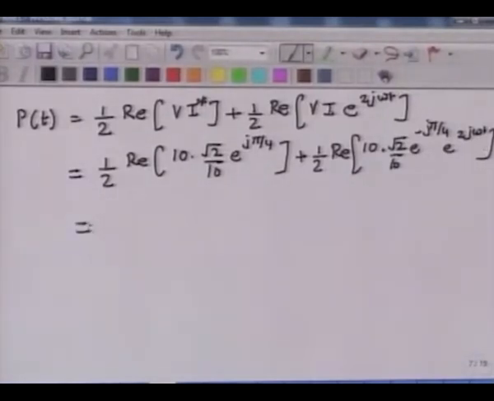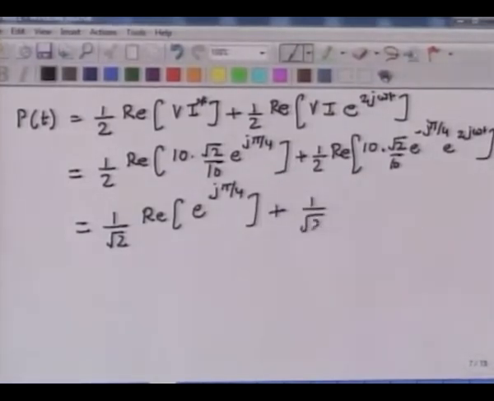So if I take the real component, I get 1 over root 2 times the real component of exponent of j pi over 4, plus again 1 over square root of 2 times the real component of exponent of j omega t minus pi over 4.